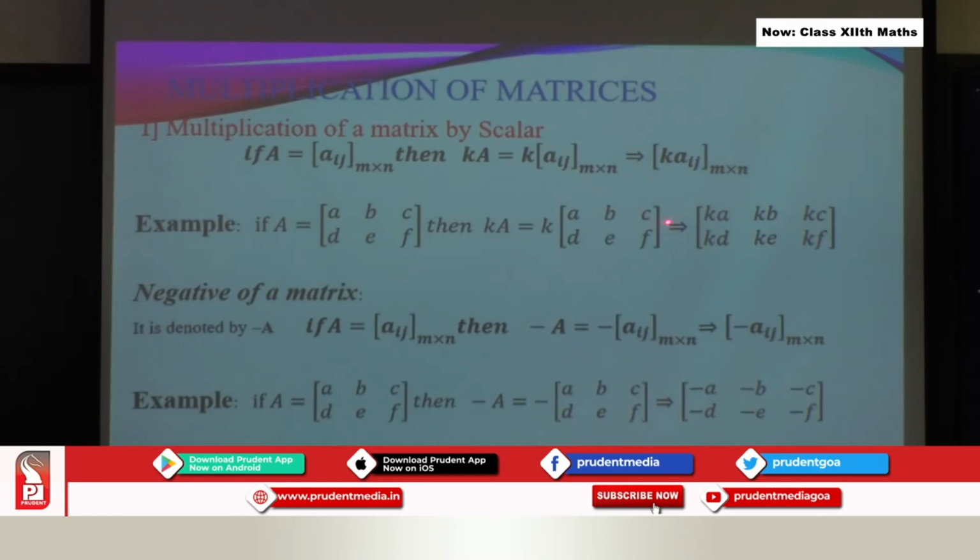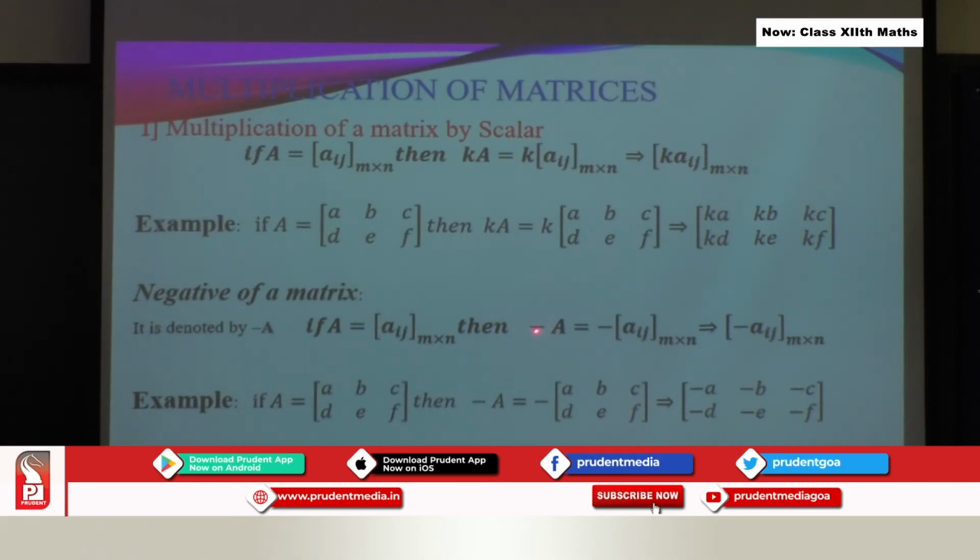So like this, this scalar gets multiplied to the given matrix. Now we have another concept called negative of a matrix. When you talk about the negative of a matrix, it is just the negative elements of the given matrix, which you represent in another form, that is minus A. We denote it as minus A, with this negative sign.